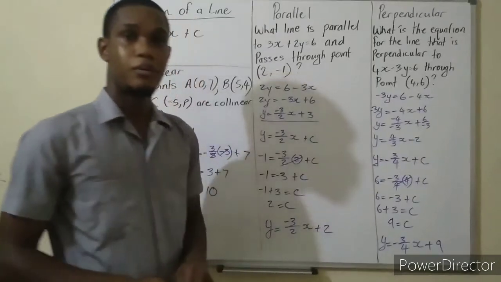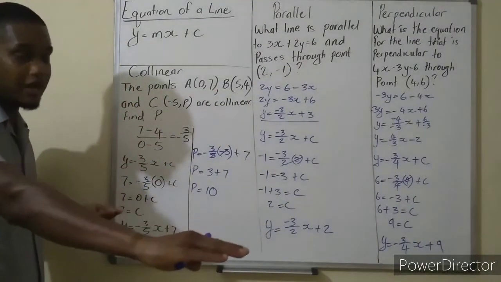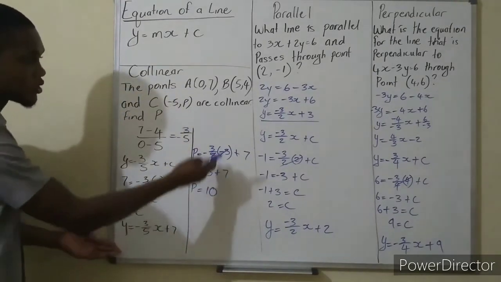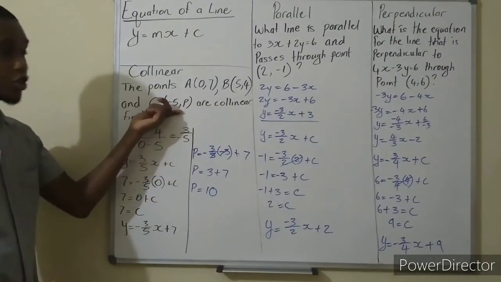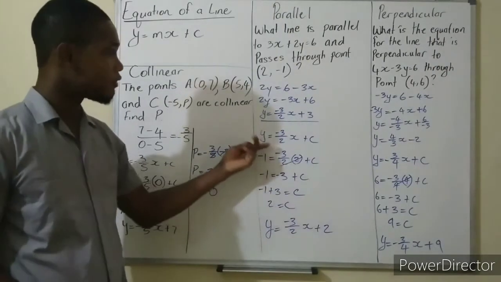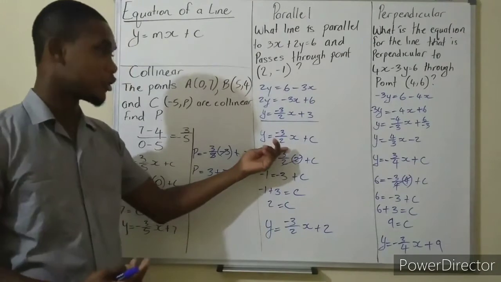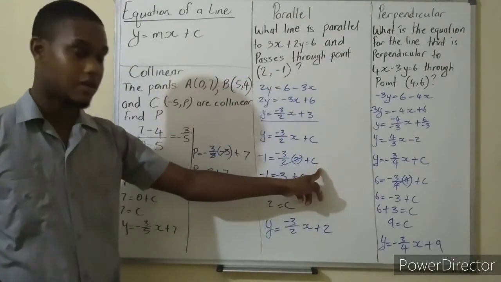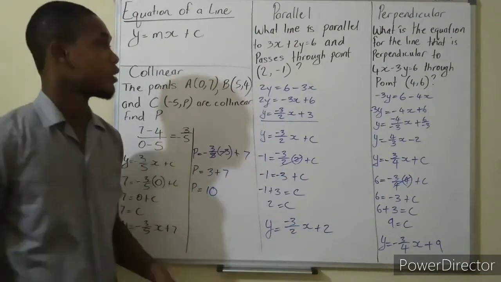Remember, when it's collinear, it means that they're all on the same line. So once you find your gradient and your c, you'll just simply put in the values, the coordinates that you're trying to find, and you'll be able to solve it. When it's a parallel line, find the equation of a line, and then you'll just simply use your gradient and use the coordinates that they give in order to find the value of c. When you find the value of c, you just put it back in the equation of a line.